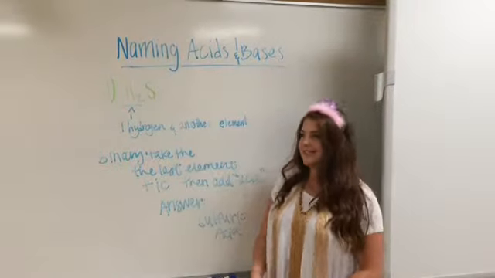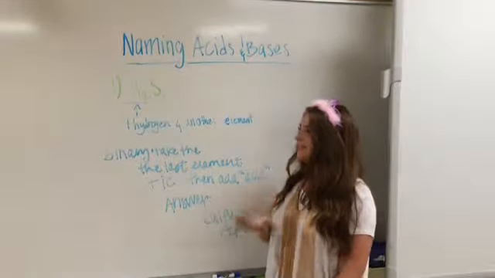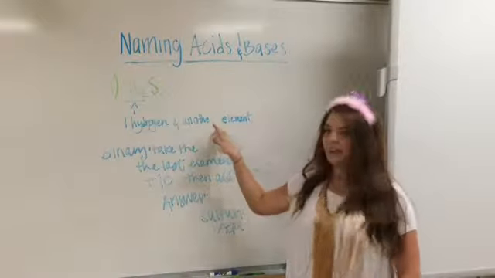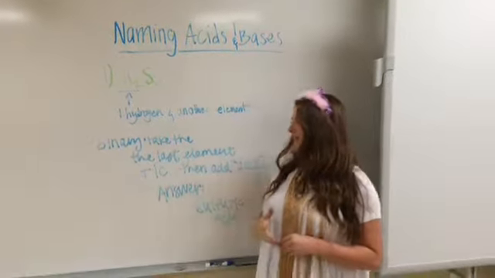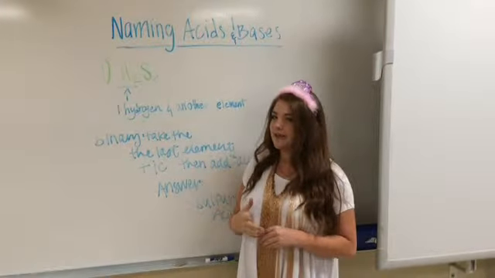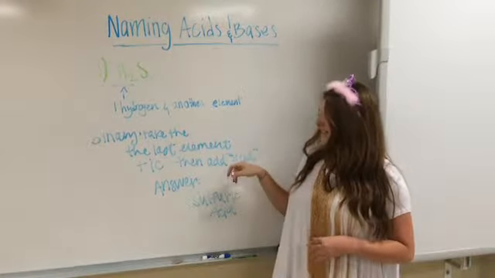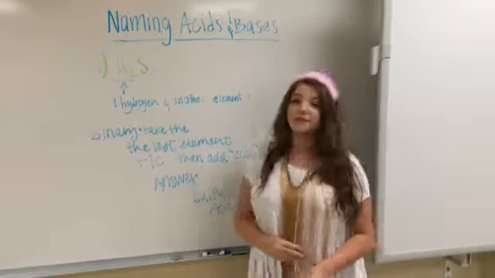When naming acids and bases, you want to look at all parts of your acid. So in this one, you have one hydrogen and then another element, and that means it's binary. For binary, you take the last element, add IC, and then at the end add acid. So the answer for this one would be sulfuric acid.